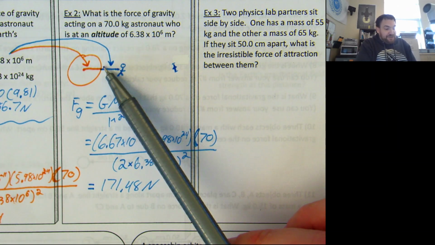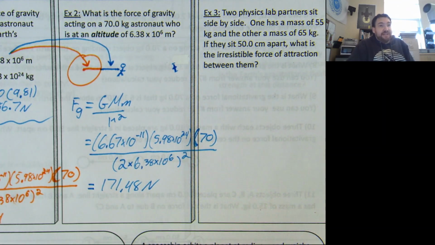But this is now how you have to calculate this. Astronaut is not at or near the surface of the planet. We have to use universal gravitation.